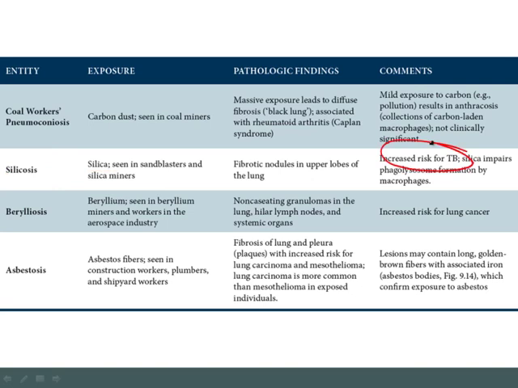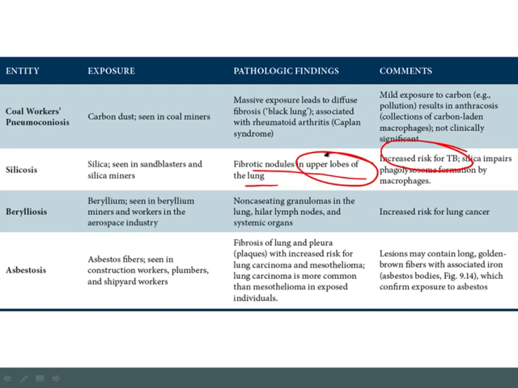Now, once you know that it increases your risk for TB, then you're also going to know where it commonly occurs within the lung, and it results in fibrotic nodules, usually in the upper lobe of the lung. So I use silicosis and its relationship with TB to also remind me that these patients are going to have fibrotic nodules in the upper lobe of the lung.